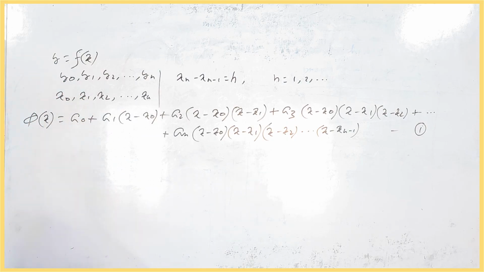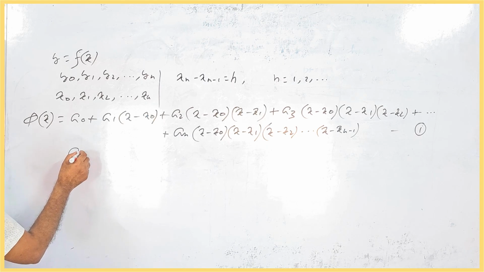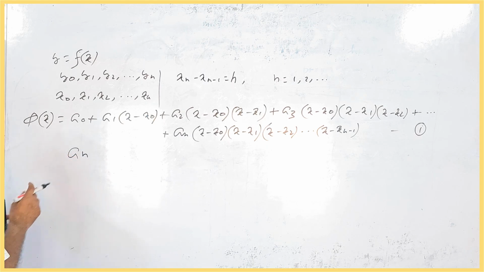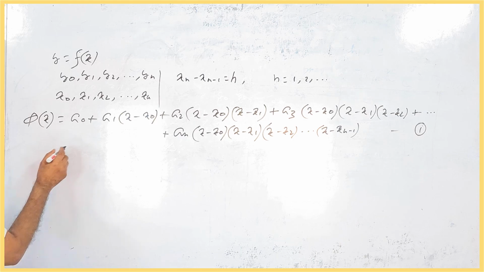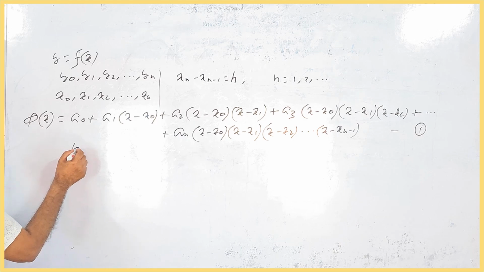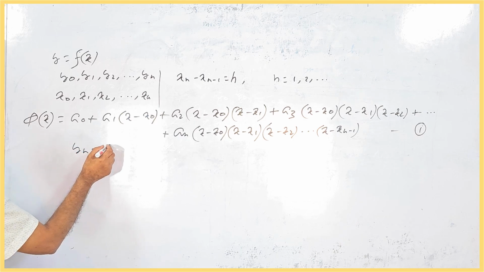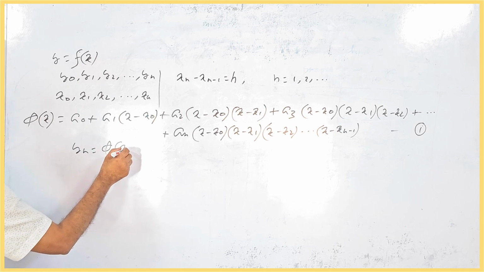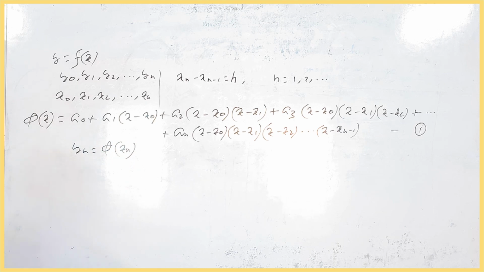The constants are chosen in such a way that yn equals phi of xn. So now I will determine these coefficients one by one.